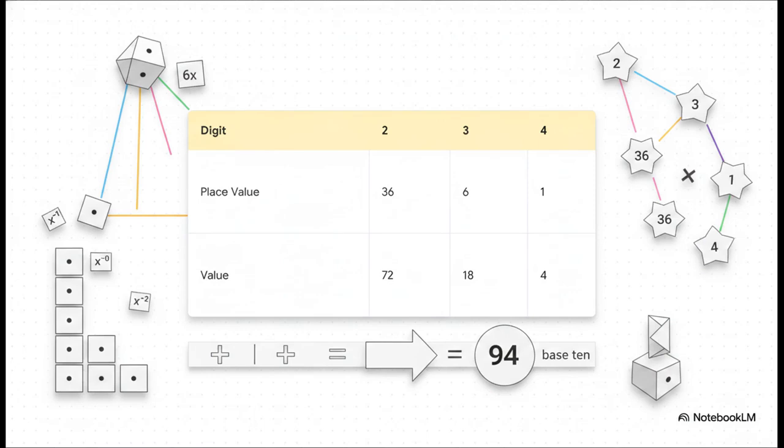Setting this up in a simple table makes it super easy. Write down your digits, 2, 3, and 4. Now, right below them, put their place values. In base 6, starting from the right side, the place values are 1s, then 6s, and then 6 6s, which is just 36. Now you just multiply the digit by its place value. 2 times 36 gives us 72. 3 times 6 gives us 18. And 4 times 1 is just 4. Finally, add those values together. 72 plus 18 plus 4 gives us a beautiful, perfect sum of 94 base 10.